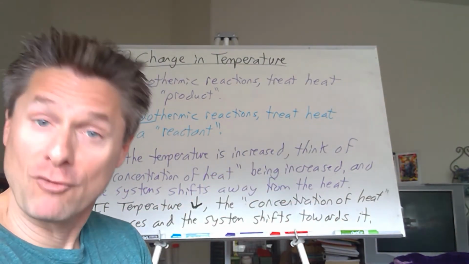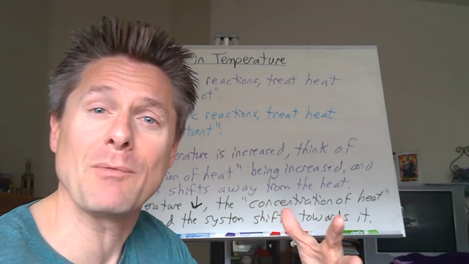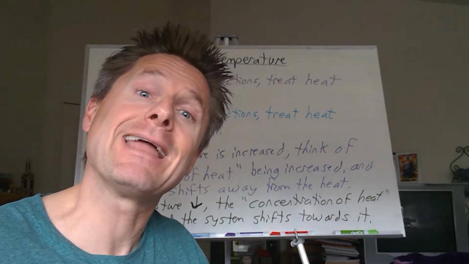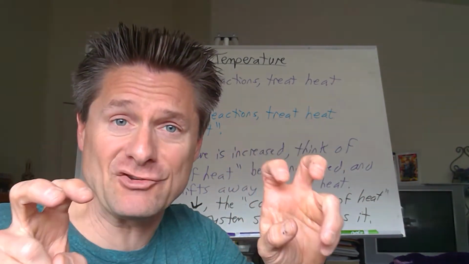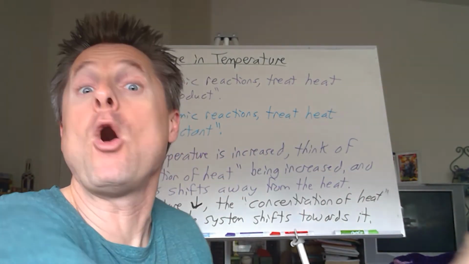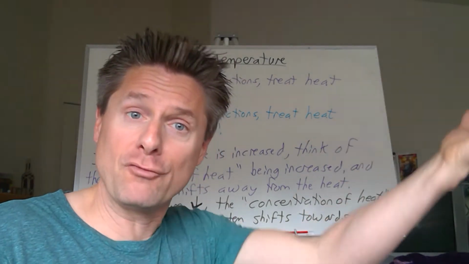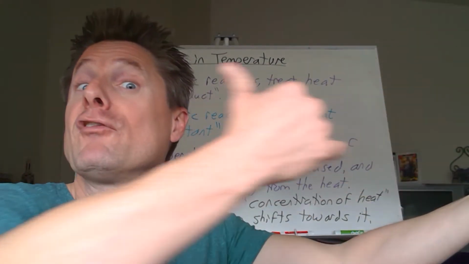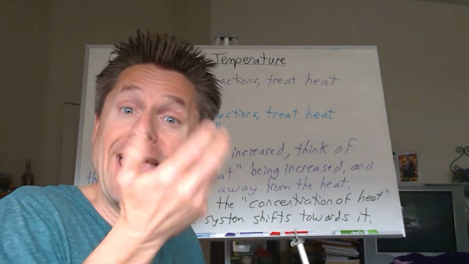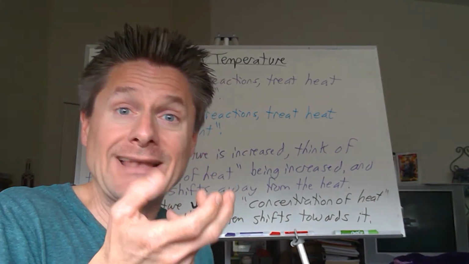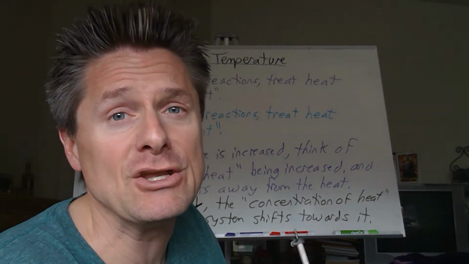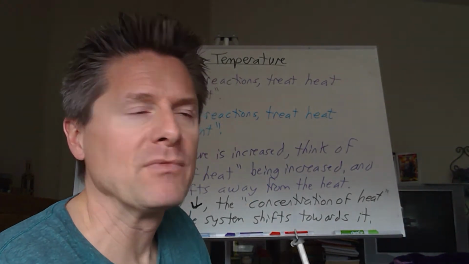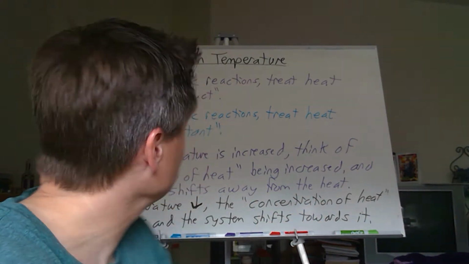So if the temperature is increased, think of that as an increase in the concentration of heat. And based on the first type of disturbance, if you increase the concentration of something, it's going to shift away from it to counteract that disruption or disturbance. So if we increase the temperature, we're increasing the concentration of heat. This system will shift away from the heat. So if it's an exothermic reaction where heat's a product, it's going to shift to the left away from the heat. If it's an endothermic reaction and heat's a reactant, it's going to shift to the right away from the heat. So you have to know if it's exo or endothermic to solve these problems. That must be stated to you, or they actually give you the enthalpy of the reaction, right?